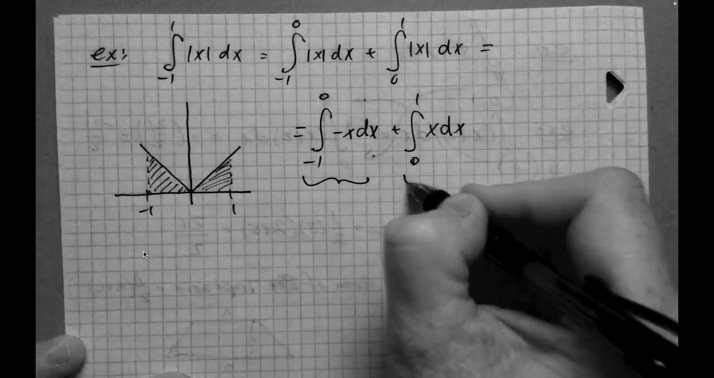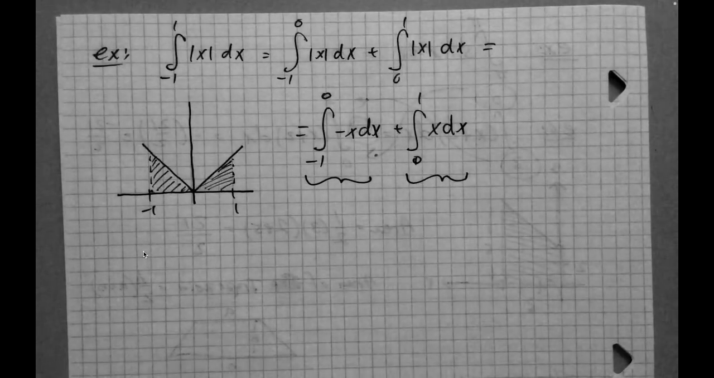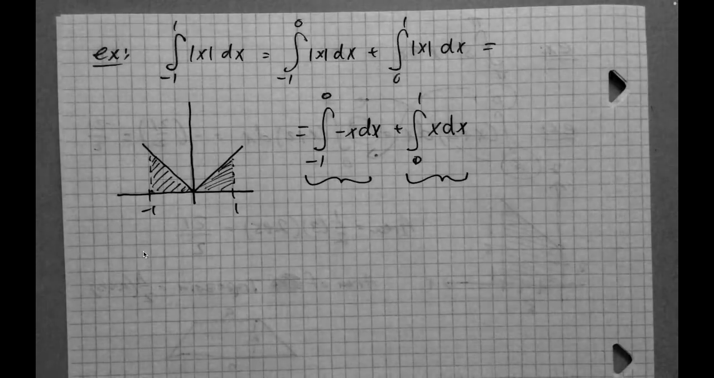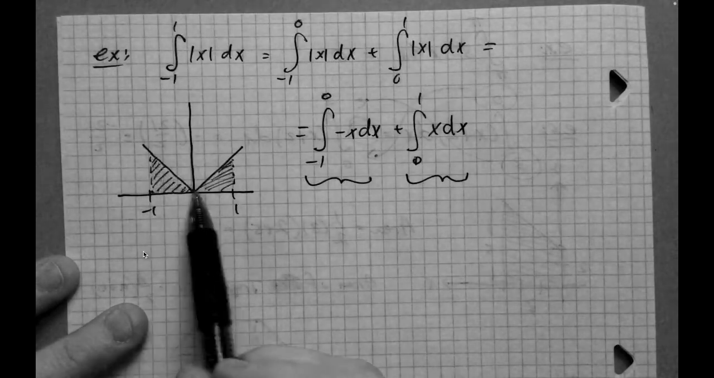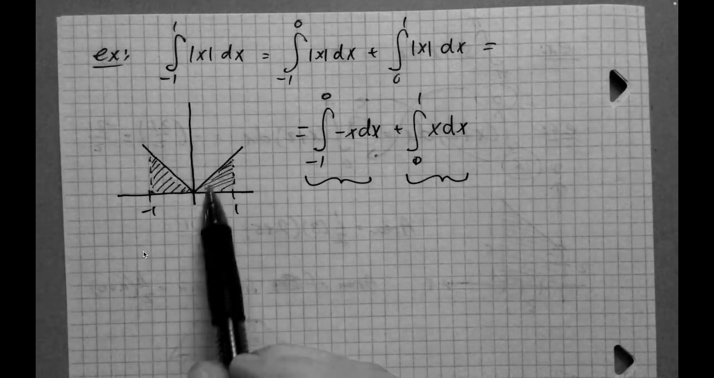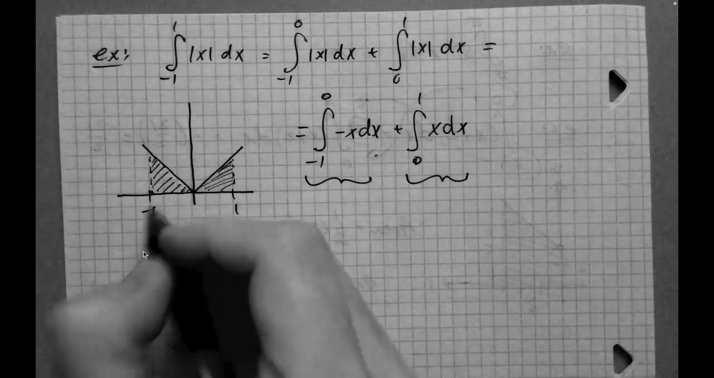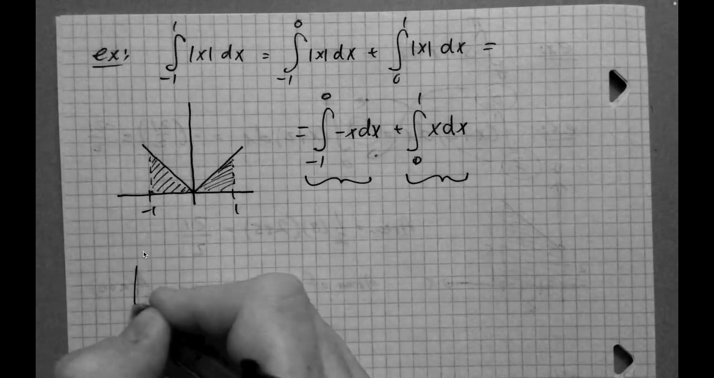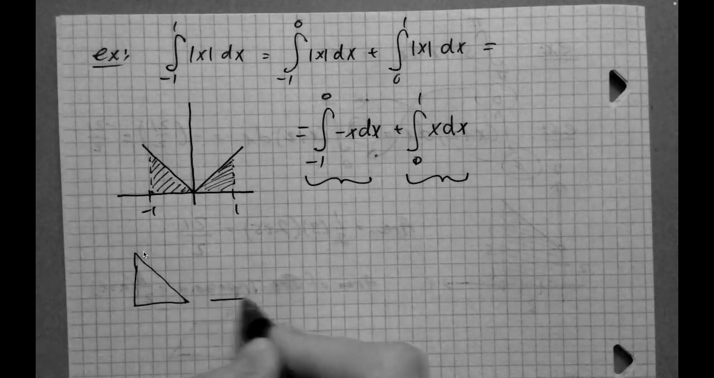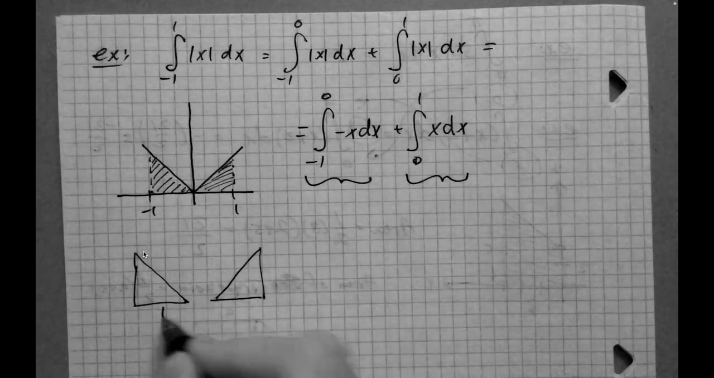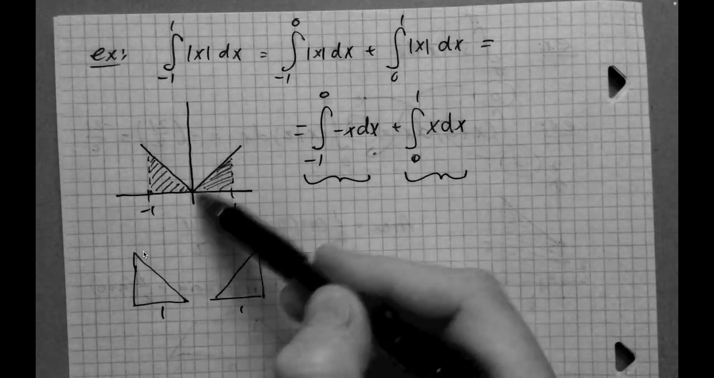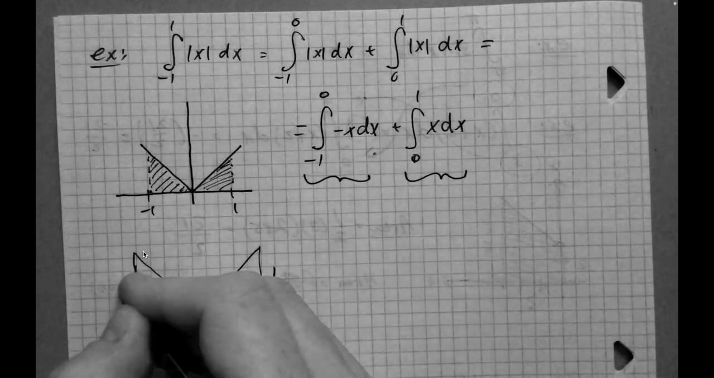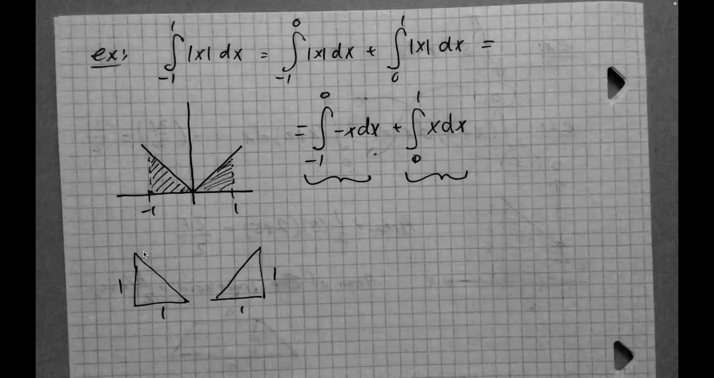So what's this piece and what's this piece? Can we figure it out? Well, we haven't really talked about how to actually evaluate integrals yet. But this is just a triangle. And this is just a triangle. You've got two triangles here. The bases are both 1, right? What's the height? Well, this is just the function x, so the height is 1 also. And this is just the function x, so the height is 1 there.